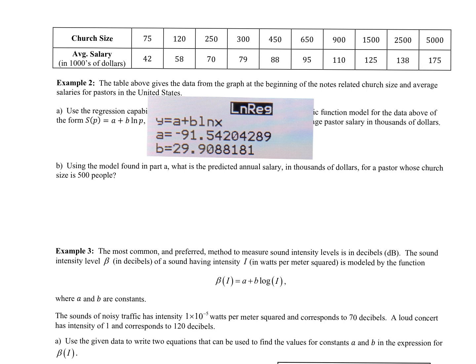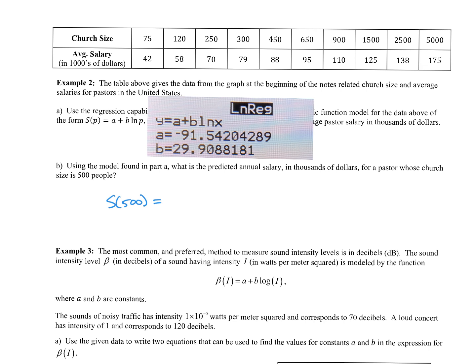So once we have that, now let's go to part B. On part A, what is the predicted annual salary in thousands of dollars for a pastor whose church size is 500 people? All right, fantastic. So what do we need to do here? We need to find S of 500.